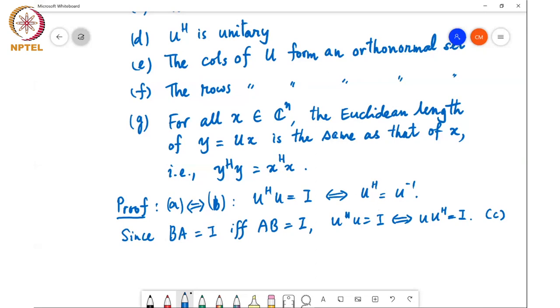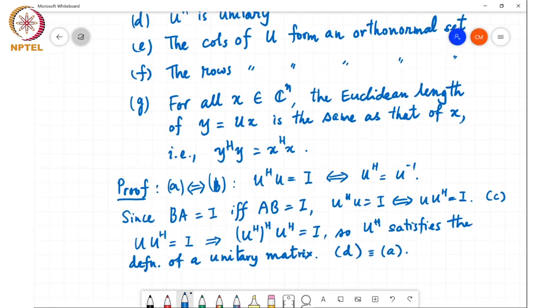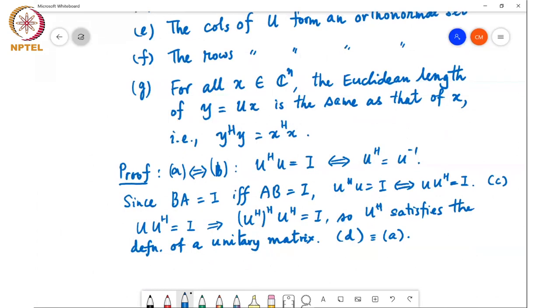Now, U Hermitian is unitary, that immediately follows from this. If U U Hermitian equals I, that is the same as saying U Hermitian, whole Hermitian, times U Hermitian equals I. So U Hermitian satisfies the definition of a unitary matrix. So essentially this means that this statement is true, and in fact it is equivalent to the first. So that establishes the equivalence of the first four.